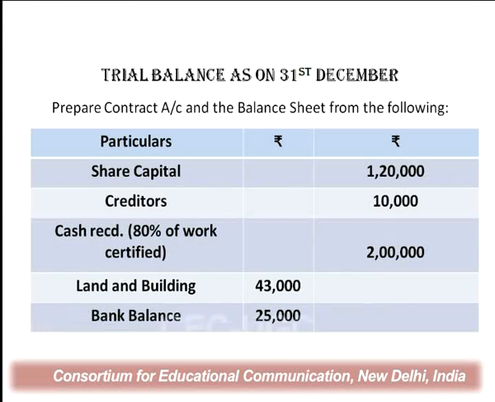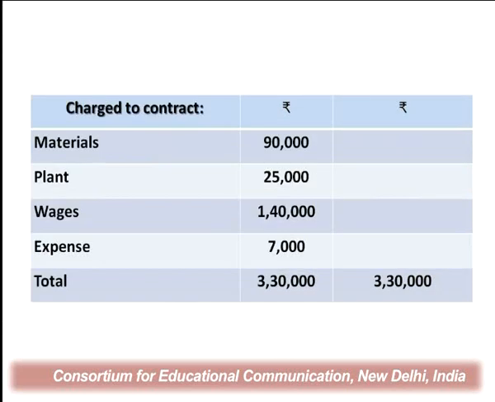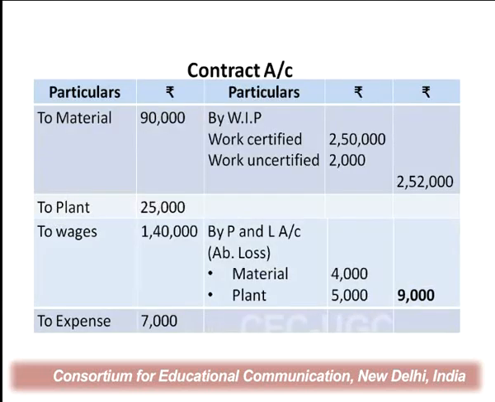the work certified, 2 lakh rupees, right? So this 2 lakh rupees is 80%. So you will calculate what is the value of the work certified. 2 lakh divided by 80 into 100, right? So you can find out what is the work certified. Land and building 43,000, bank balance 25,000. This is all given in your question. Material 90,000, plant 25,000, wages 1,40,000, expenses 7,000, right? So the total of the two sides, that is the trial balance, is 3,30,000 rupees.